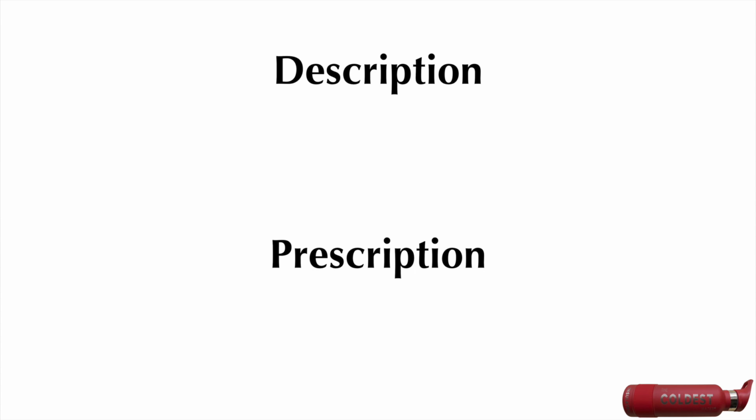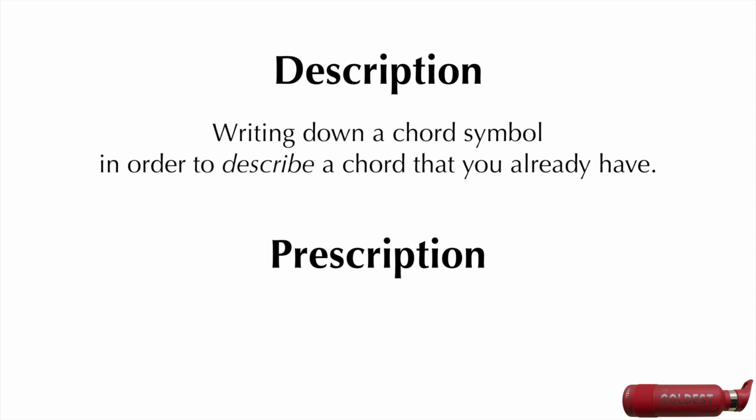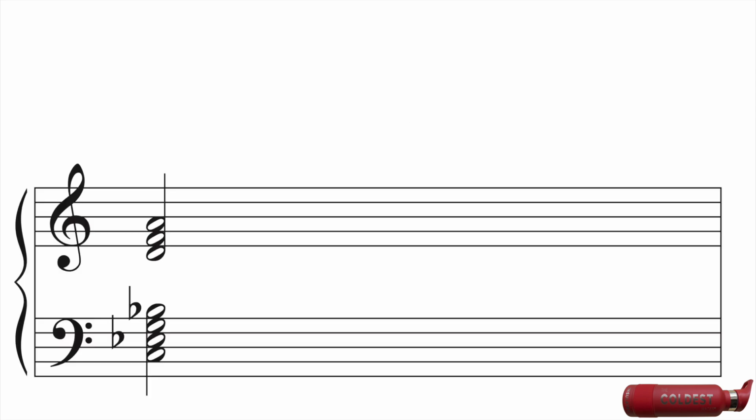There is a difference between description and prescription. Description is writing down a chord symbol in order to describe a chord that you already have. For example, if you see the tones C, E flat, G, B flat, D, F, A, you can describe the root, extensions, alterations, and bass of that chord with the chord symbol C minor 13.